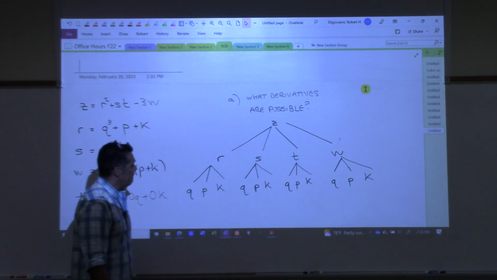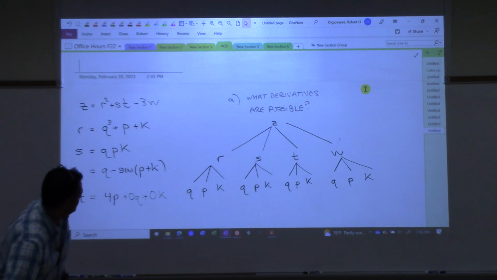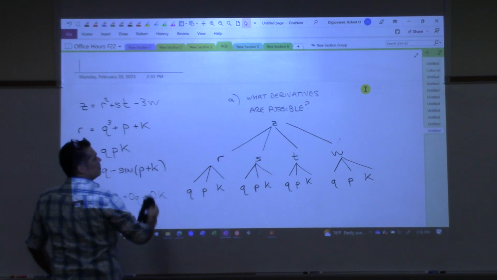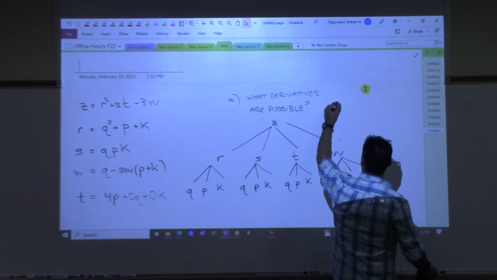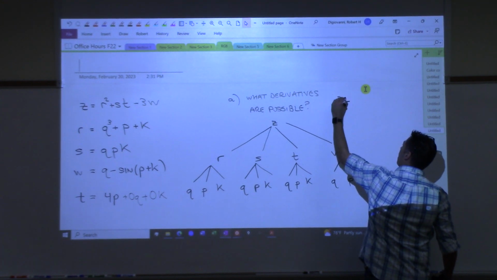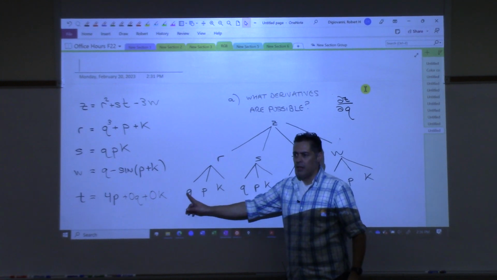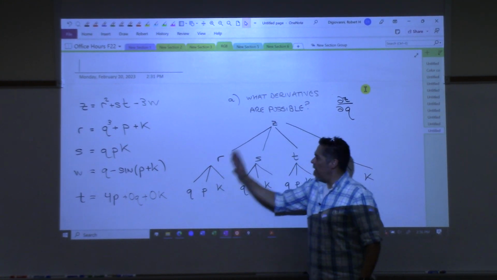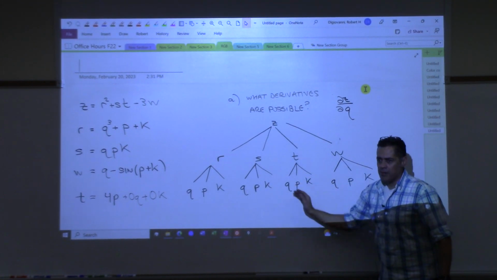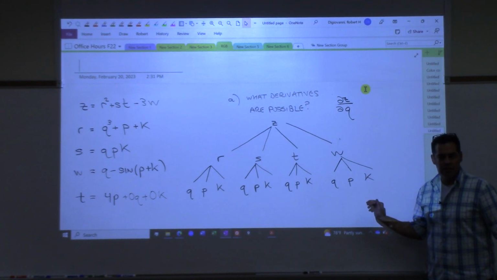Wouldn't it be partial of Z with respect to Q? Yeah, I'm going to leave that up here. One partial would be the partial of Z with respect to Q, because there's a Q down here, right? So you could go down and get to the Q branch, go down Q, go down Q, go down Q. That's not the only one.